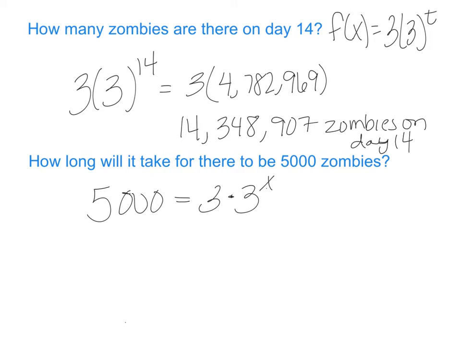Well, we know that after 14 days there's 14 million, so we can go significantly lower than that. Let's try 10 days. How many zombies will there be after 10 days? 3 to the 10th power is 59,000 times 3, so we're way too high. 177,147. So what about day 7? 3.